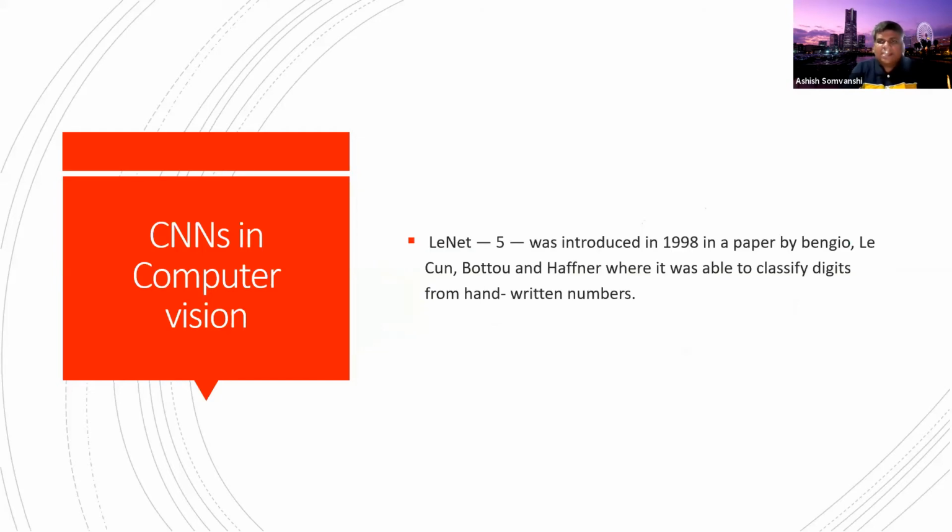It was in 1998 that the first LeNet was published. And what is LeNet? LeNet is basically a type of convolution network, a type of algorithm in learning, which read or classified the numbers from handwritten notes.